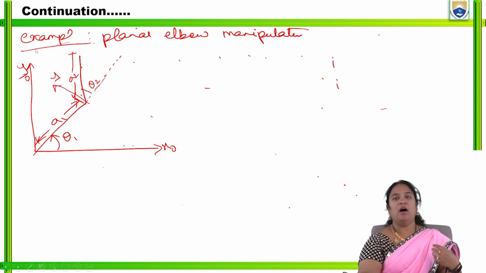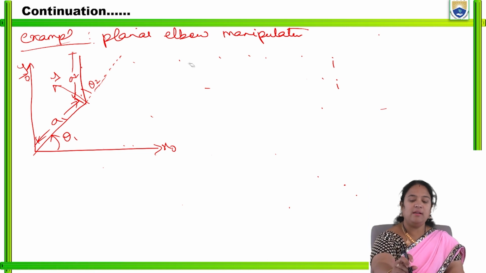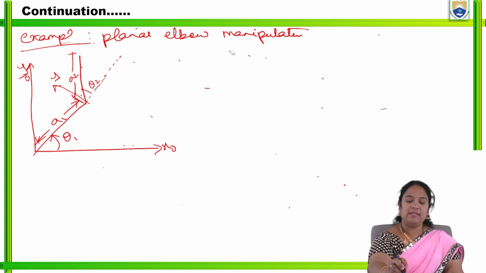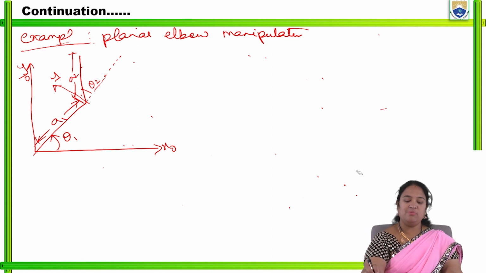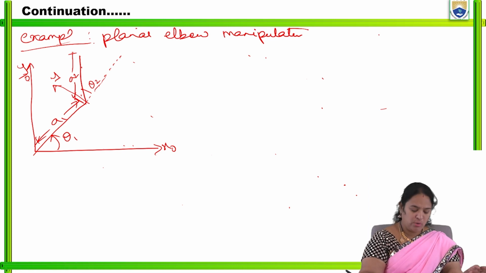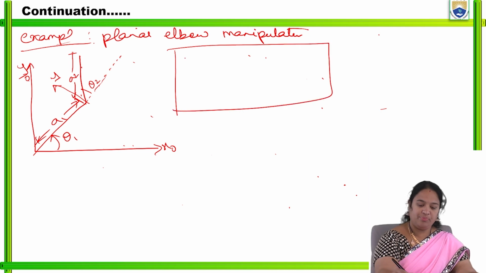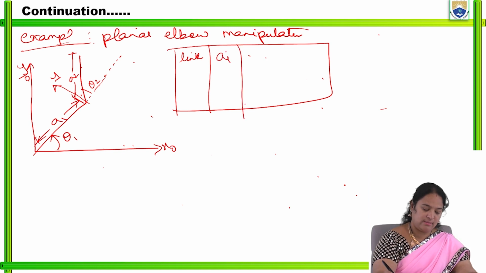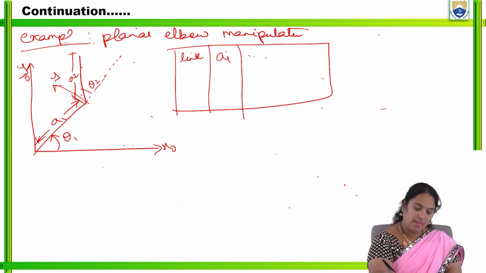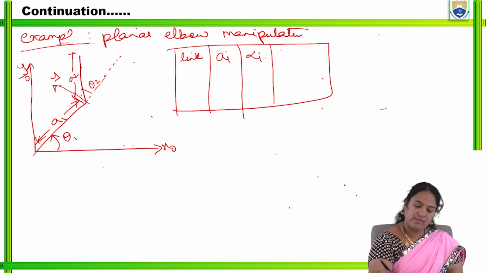So how do we write the matrix for this particular example? When we take a planar elbow manipulator which is moving at an angle theta 1 and theta 2 with respect to two joints at a distance of a1 and a2, how do we find the matrix? First, we need to draw a table with link, what is the AI distance, what is alpha I, what is DI, and what is theta I.